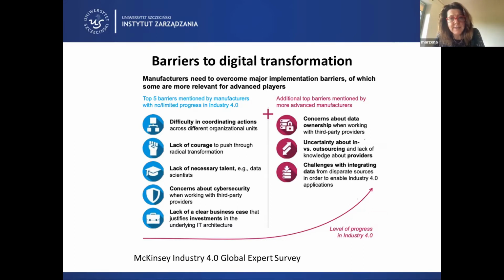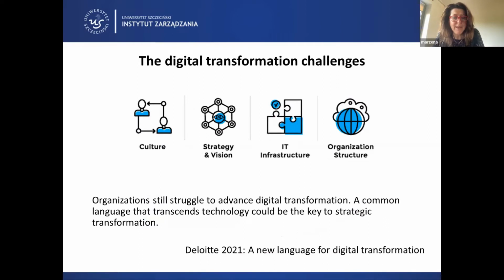And here you can see that Deloitte also found the most important digital transformation challenges. And you can see that IT infrastructure is just one of them.